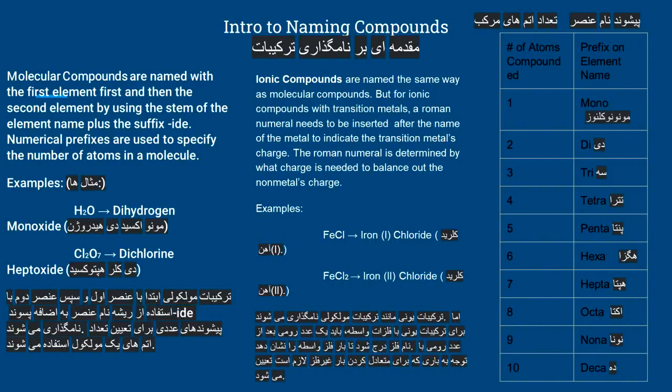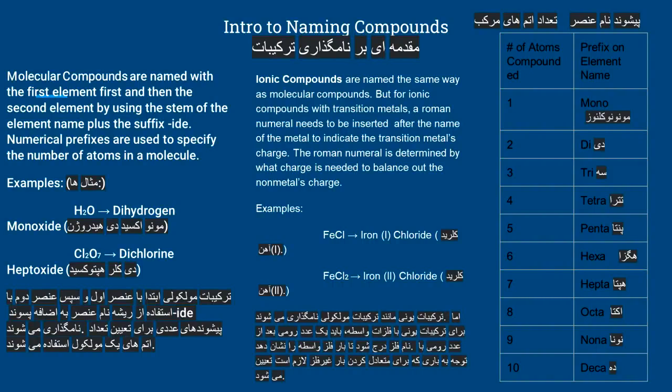For example, FeCl, iron(I) chloride, and FeCl2, iron(II) chloride. These examples show the stem and the suffix -ide for the second element, and they show how the Roman numeral is based on the nonmetal's charge.